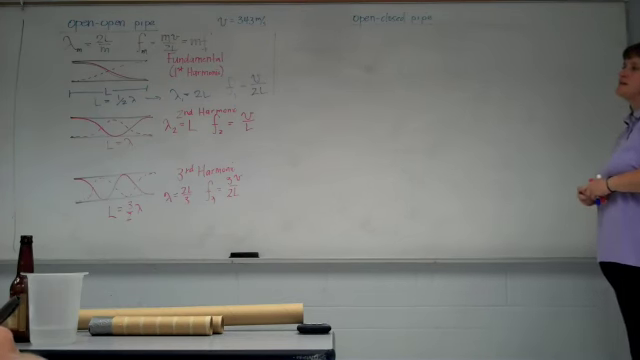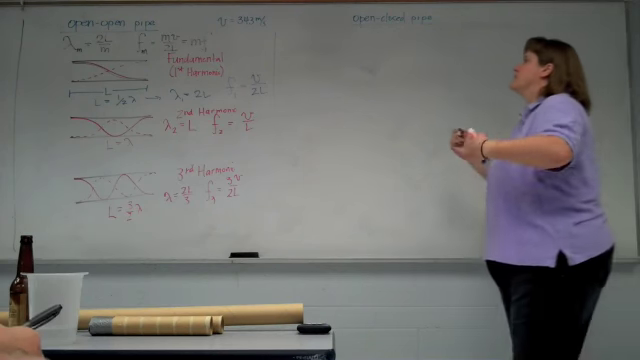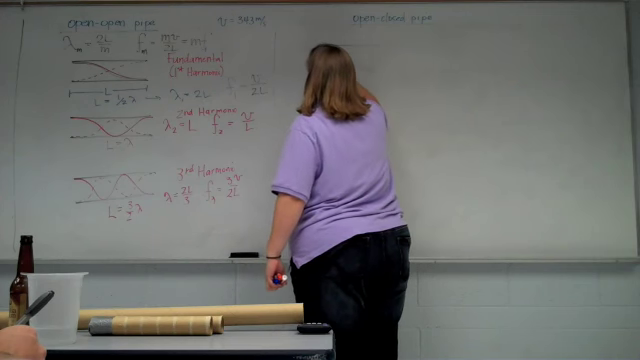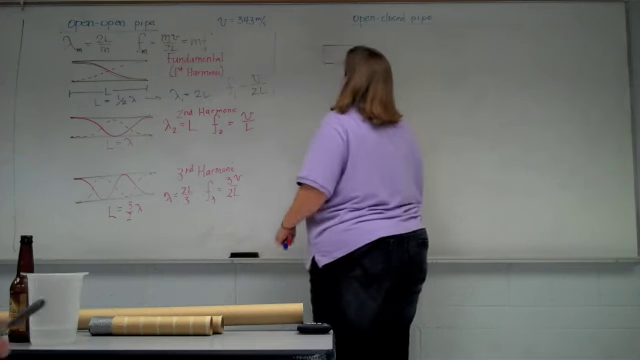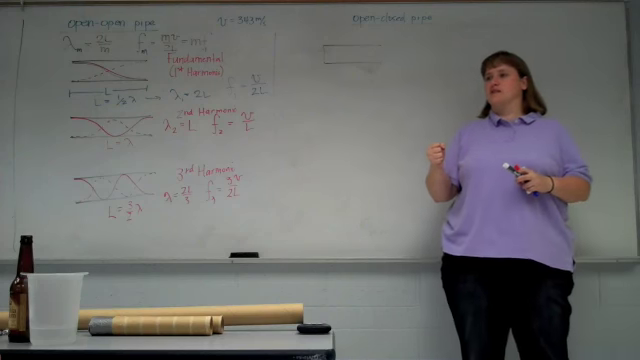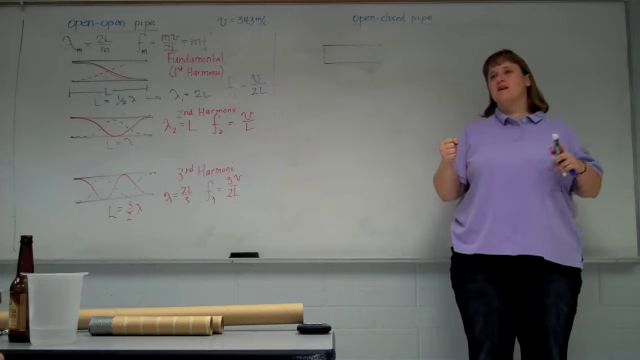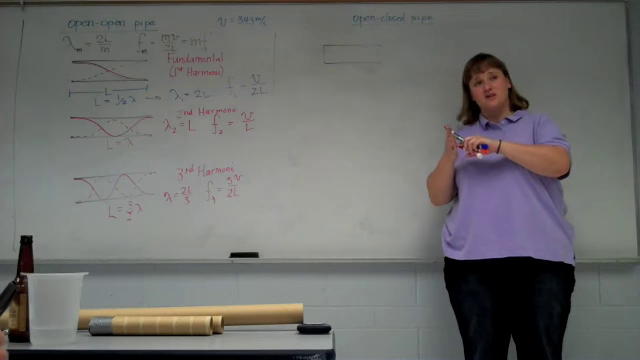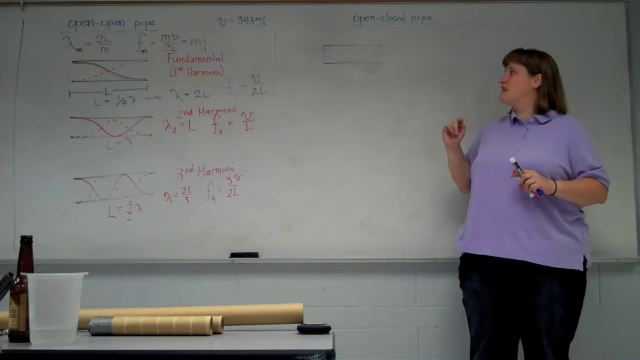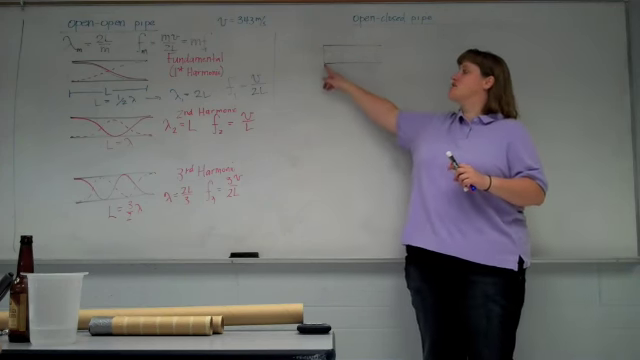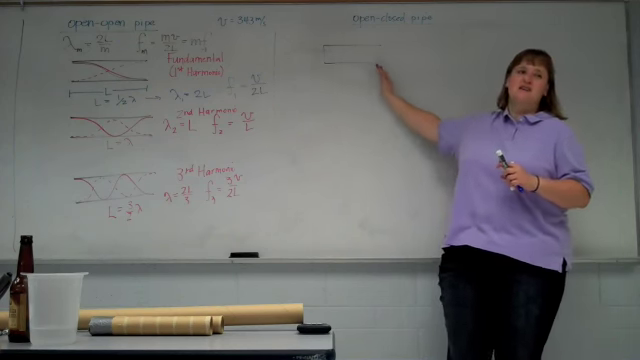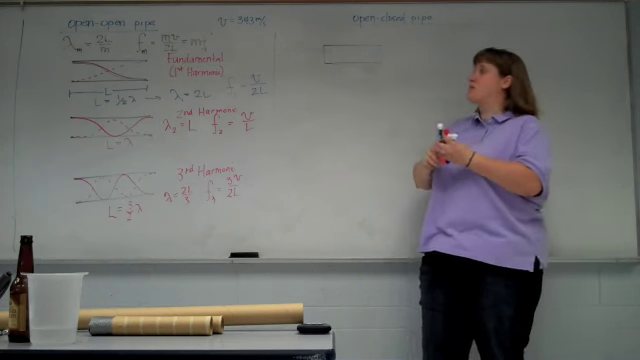A closed pipe is a little bit different. So we have a closed end and an open end. The closed end acts as a rigid boundary. So what that means is as the wave reflects off the closed end, it will invert. What that does to the standing wave pattern is it forces a node to exist at the closed end, but we still have to have an antinode at the open end.